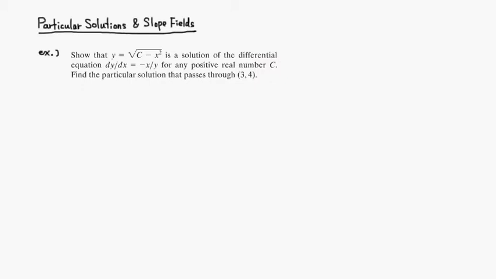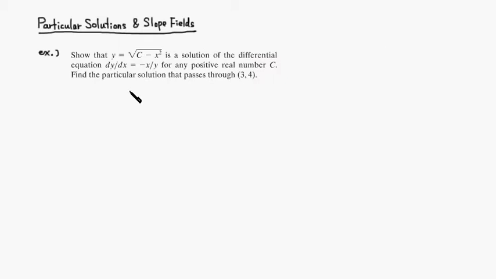Okay, let's look at finding a particular solution and slope fields. Let's dive right into an example. The problem asks you to show that y equals square root of c minus x squared is a general solution of the differential equation dy over dx is equal to negative x over y, for any positive real number c. Then, find the particular solution that passes through x equals 3, y equals 4. So let's do that.